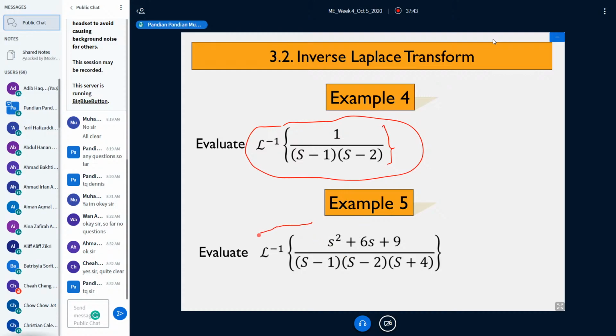Example 5, more complicated. You see, very bombastic. Inverse Laplace s square plus 6s plus 9 divided by, you see, many factors. All these small s, not big S. There is a typo error. Change it to small s. s minus 1, s minus 2 multiplied by s plus 4. How to handle this?